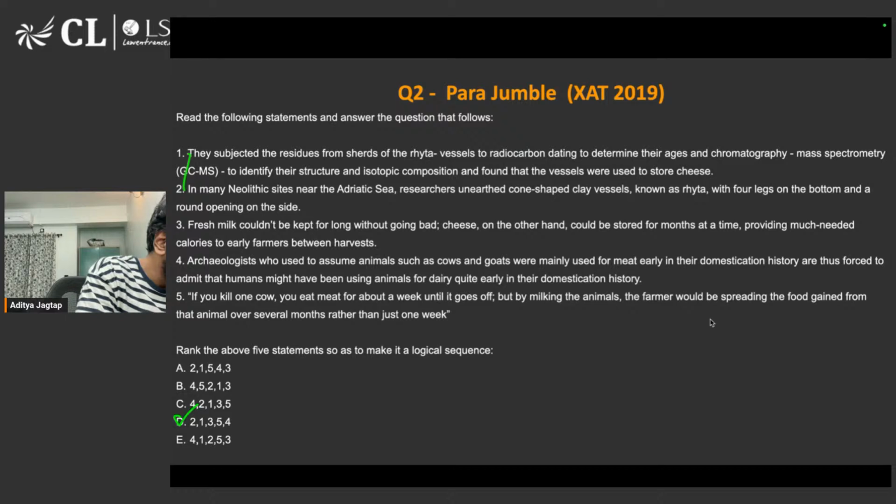I already know what 213 is, so I'm not going to bother reading 213. I'm going to read sentence 5 after that. If you kill one cow, you eat meat for about a week. But by milking the animals, the farmer would be spreading the food grain.